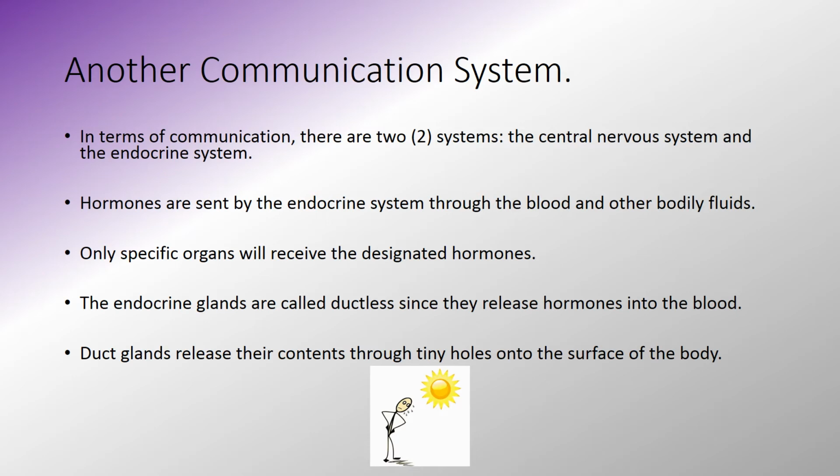The endocrine glands are called ductless since they release hormones into the blood, but there are duct glands which release their contents through tiny holes onto the surface of the body. And I put a picture there of some type of person sweating, because sweat glands are one of these examples of duct glands, because when we sweat when it's hot, we can see that sweat, we feel it. So those are your sweat glands that have pores that come through your body onto the surface of the body.